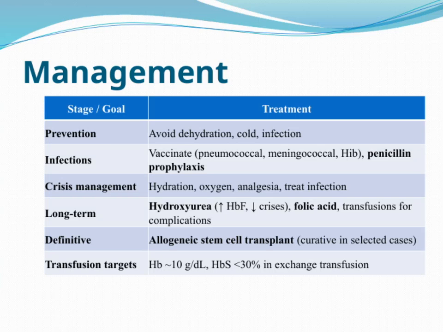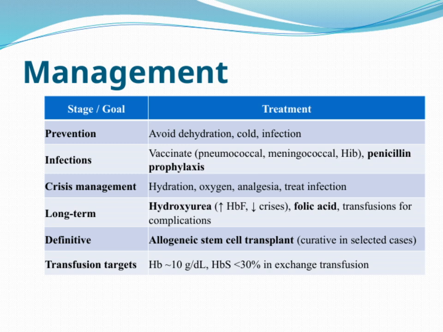Now, let's take a closer look at the management strategies for sickle cell disease across different stages and goals. Starting with prevention, the key here is to avoid factors that can trigger complications. This means staying well hydrated, keeping warm to prevent cold exposure, and preventing infections, which can significantly worsen the condition. Moving on to managing infections, vaccination is crucial, particularly against pneumococcal, meningococcal, and Hib bacteria. Additionally, penicillin prophylaxis is often used to reduce the risk of bacterial infections in these patients.